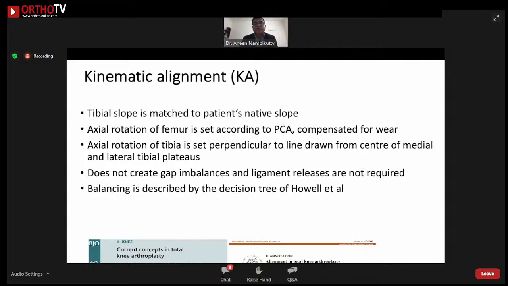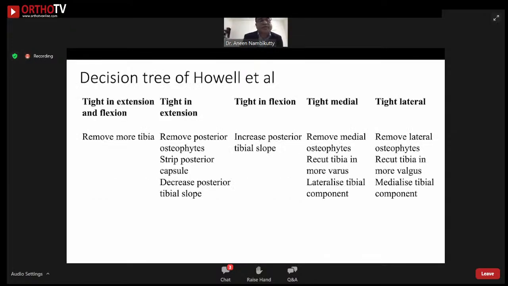And the balancing is described by the decision tree of Howell as: if tight in flexion and extension, remove more of the tibia. If tight in extension, you remove the posterior osteophytes, strip the posterior capsule, or decrease the tibial slope. If it is tight in flexion, you increase the posterior tibial slope. If it is tight medially, you remove the medial osteophytes and recut the tibia in varus, or you lateralize the tibial component. Or if it is tight on the lateral side, you remove lateral osteophytes. If not possible, recut the tibia in more valgus and medialize the tibial component.